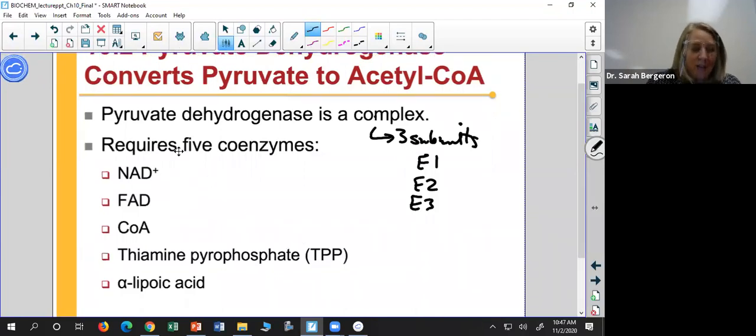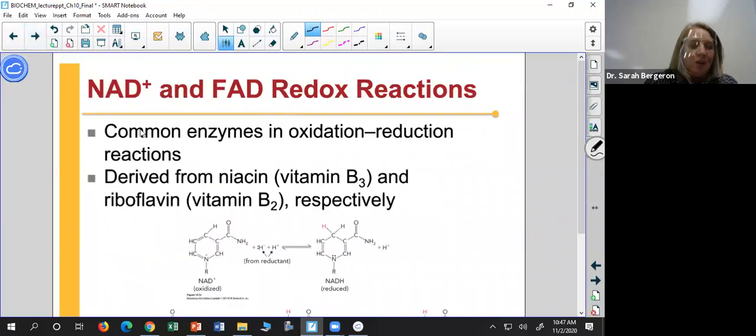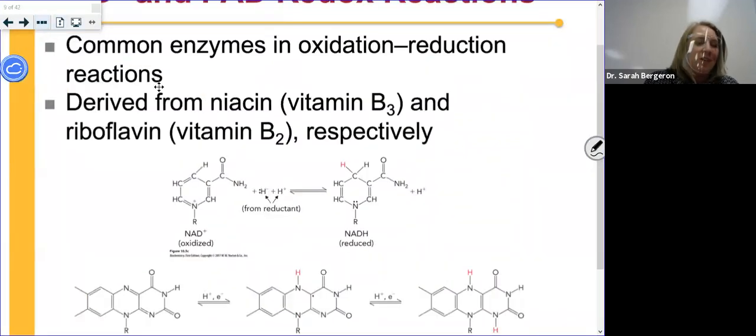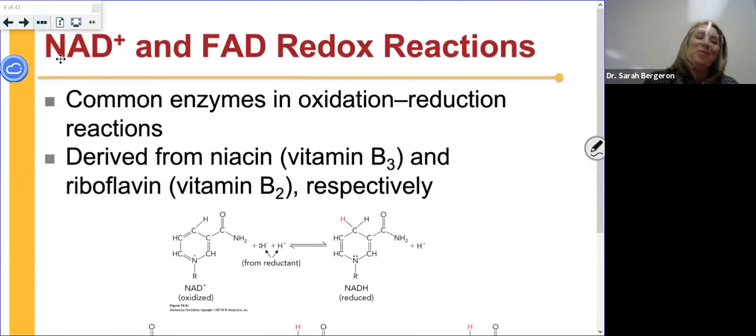All right, so let's take a look at how that works. Well, we know that we're going to use NAD plus and we're going to use FAD. We talked about that last time. These are the two molecules that are going to participate in that redox reaction. Redox is all about moving what? Moving electrons. So these are really common coenzymes in oxidation reduction reactions.